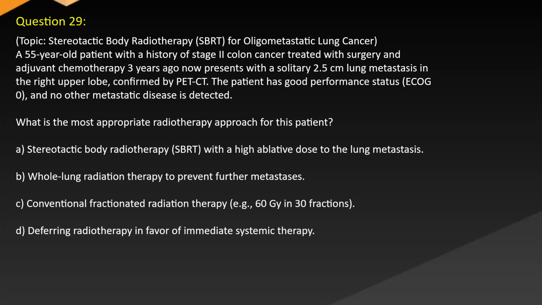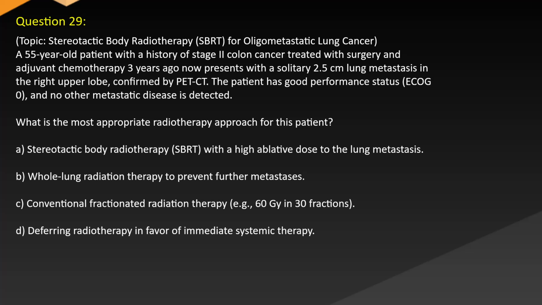Question 29. Topic: Stereotactic body radiotherapy, SBRT, for oligometastatic lung cancer. A 55-year-old patient with a history of T1D lung cancer treated with surgery and adjuvant chemotherapy 3 years ago now presents with a solitary 2.5 centimeter lung metastasis in the right upper lobe, confirmed by PET-CT. The patient has good performance status, ECOG 0, and no other metastasis. What is the most appropriate radiotherapy approach for this patient?